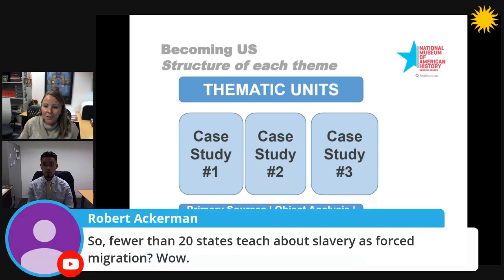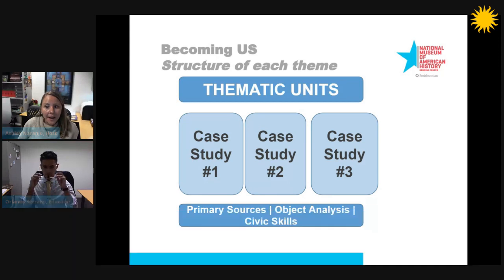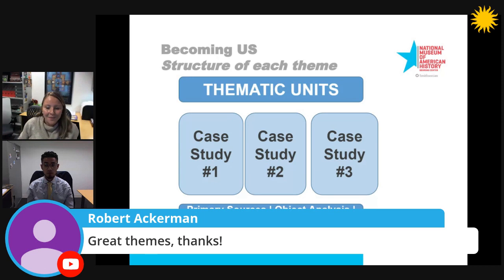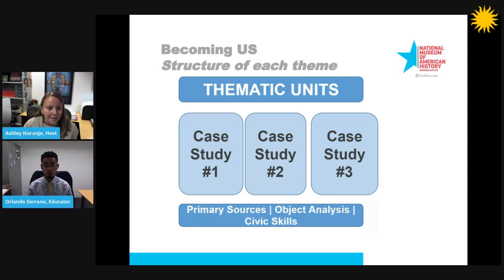I also wanted to mention, as we were looking at that graph of all of the different topics, Robert says, so fewer than 20 states teach about slavery as forced migration. Wow. And so, yeah, I think this series of teaching resources aims to offer a remedy to some of that, to create primary sources, object analysis, and civic skills specifically that can go around these thematic units. So thanks for that. And Robert also says, great themes, thanks. So glad to have you all participating in the chat.